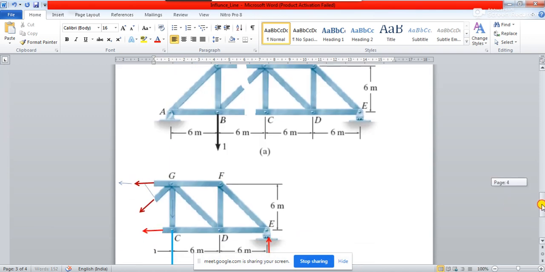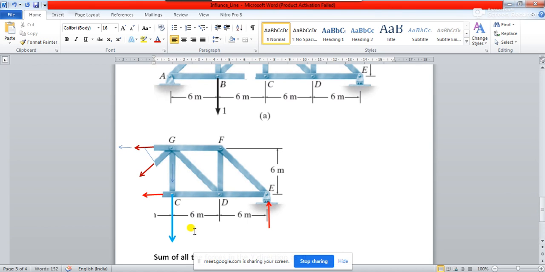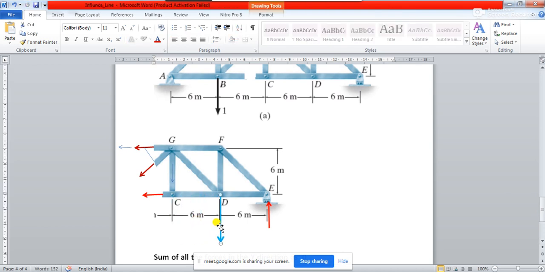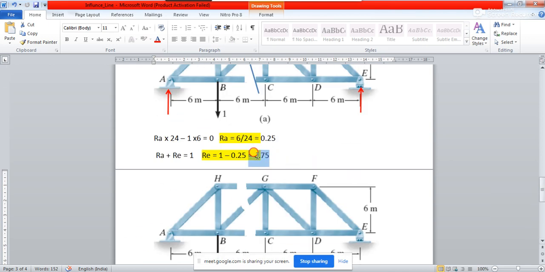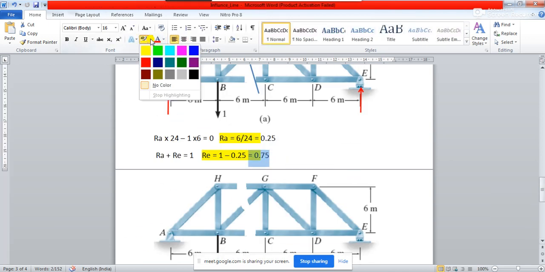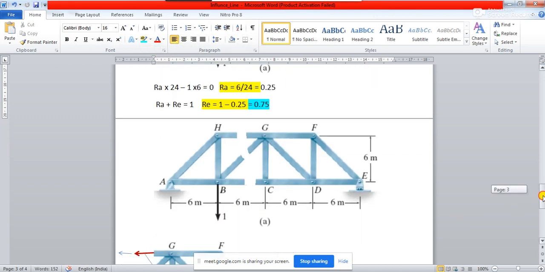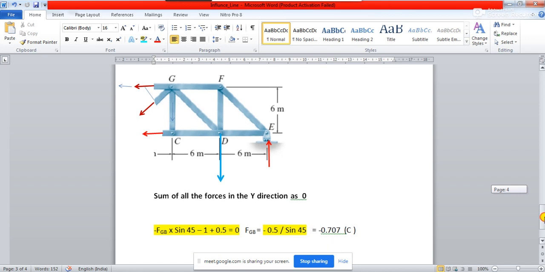So you see, for the third position of the load, again we will be considering method of section, and the load will be moving from here to here. So it is coming to D. So when it is coming to D, what is the value of RE we have got? We have got the value of RE as 0.75, isn't it? So again you take the vertical equilibrium of these forces.